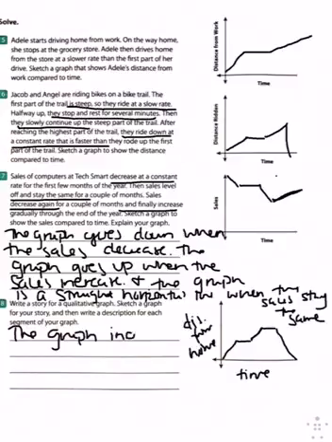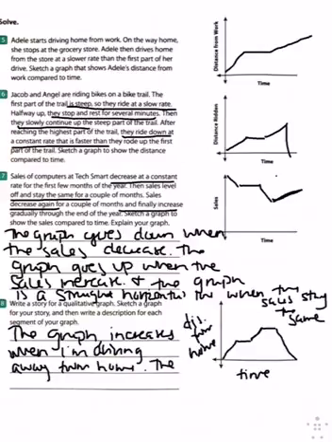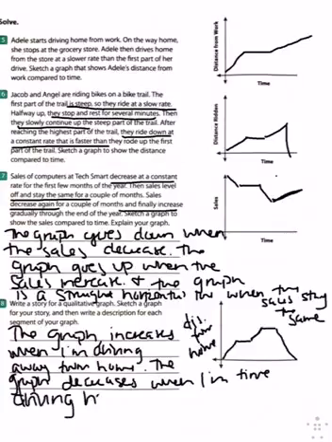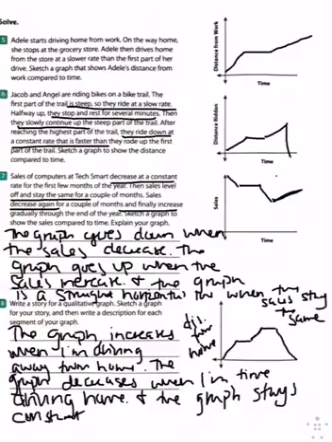The graph increases when I'm driving away from home. The graph decreases when I'm driving home. And the graph stays the same, stays constant, when I am stopped.